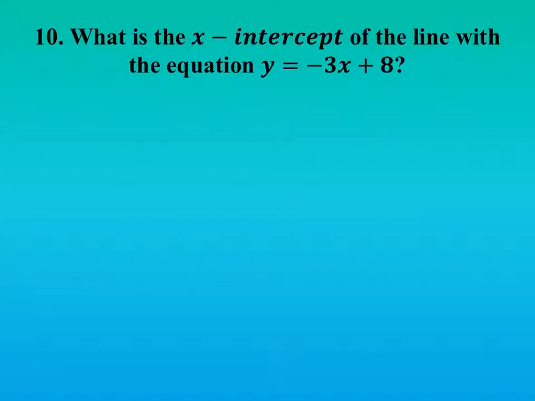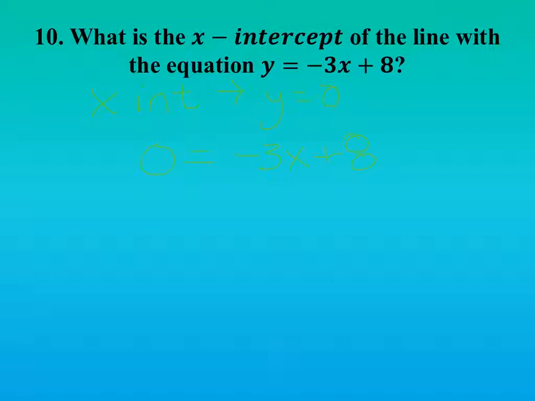Question number 10 wants us to find the x-intercept. Well, we're really smart and we know that my x-intercept means that y equals 0. So all I have to do is plug 0 in for y in my equation. So 0 equals negative 3x plus 8. We're looking at number 10 now on your guided notes. Looking at y equals negative 3x plus 8, trying to find the x-intercept. So 0 equals negative 3x plus 8.